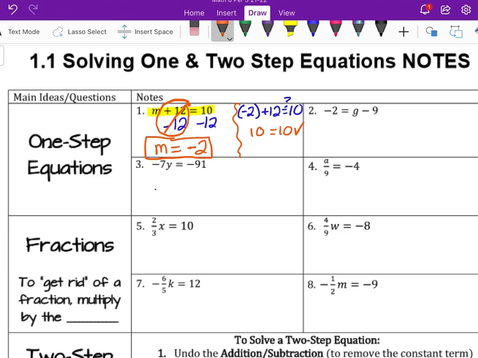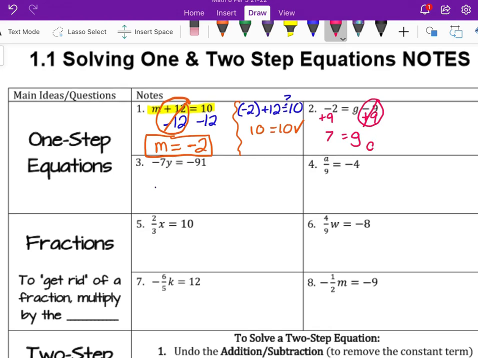Okay, number 2. So you look at it and you say, what's going on between the variable and the number on that side? So what's going on between g and 9? It's subtraction. So you undo subtraction with addition. So you add 9 to both sides. Again, you have opposites here, so that's a 0. And then you have 9 minus 2, which is 7. We talked about it a little bit in class, but in order for you to have an answer, it always has to have the variable on the left. So we said g equals 7, and then we're going to do our check step.